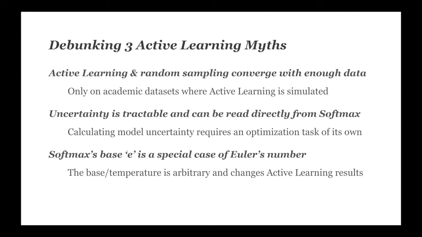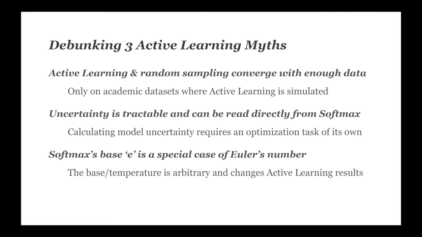So before I start, I'd like to debunk 3 active learning myths, which are very pervasive. One is that active learning and random sampling converge with enough data. This is only true on academic data sets where active learning is simulated. The argument here being that you don't need active learning if you have enough budget, because once you've annotated, say, a few 100,000 items, your model is going to be just as accurate from random sampling as it was from using active learning. This simply isn't true unless you only started with 100,000 items.